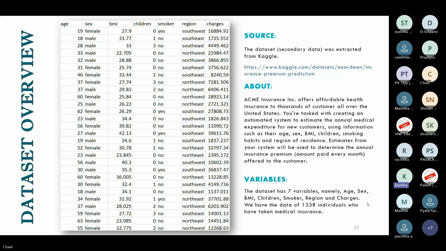Next, variables. The dataset contains 7 variables, namely age, sex, BMI, children, smoker, region, and charges. We have the data of 1,338 individuals who have taken medical insurance.